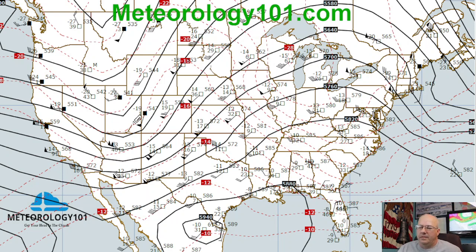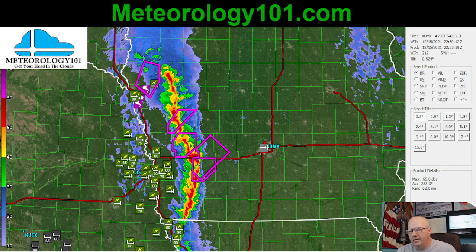Alright, so 50% of the 500 millibar winds, 70% of the 700 millibar winds, that's going to give you the movement on your system. Let's get back to the radar real quick. See what's happening out here. So it looks like we're getting pretty intense right there.